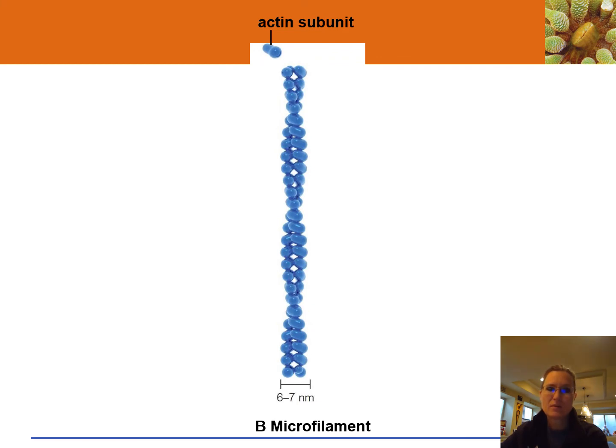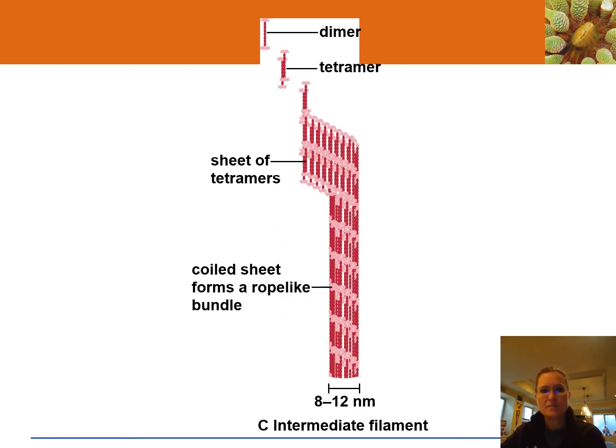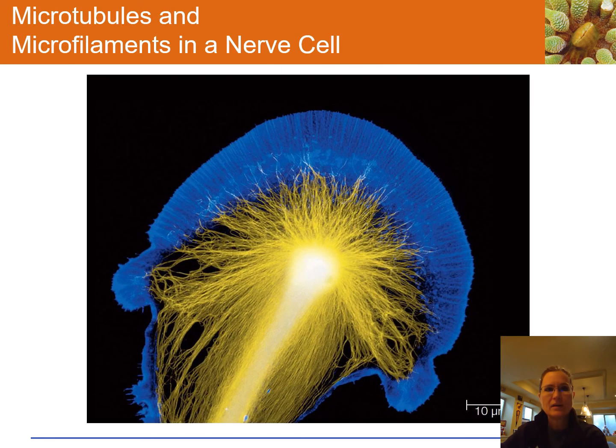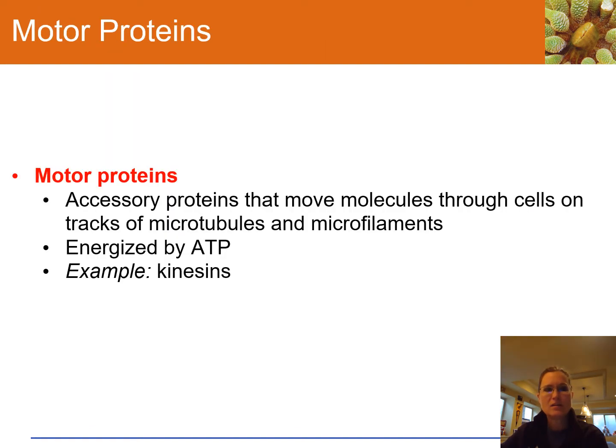And then a filament is thinner, no central sort of tunnel thing. And then an intermediate sort of has different aspects, but it's not really either. So it's just a slightly different thing, so we call it something different. And then just a picture of a nerve cell. And then motor proteins are ones that help us move things. And so it would be active transport. And so sometimes we have to get the vesicle from the Golgi to the cell membrane.